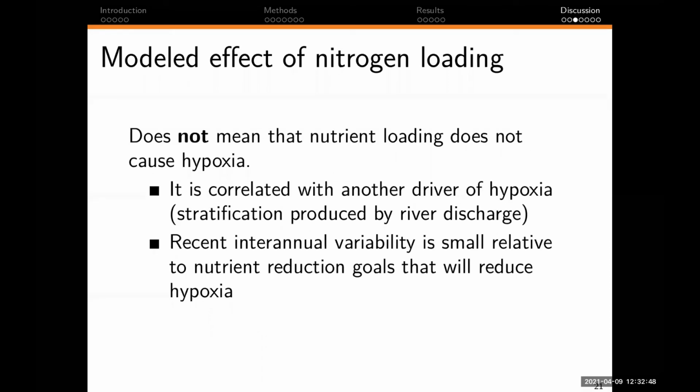So we had to be careful about this because we want to emphasize it does not mean that the nutrient loading does not cause hypoxia. Nutrient loading is correlated with another driver of hypoxia, the stratification produced by river discharge. So it can be difficult for the model to pull out the effect of nitrogen loading alone. Secondly, the recent interannual variability of nitrogen loading is pretty small relative to the nutrient reduction goals that will reduce hypoxia and improve the water quality in the bay. So we're targeting something like a 40% reduction in nitrogen loading to the bay, which is much smaller than what we've observed recently.